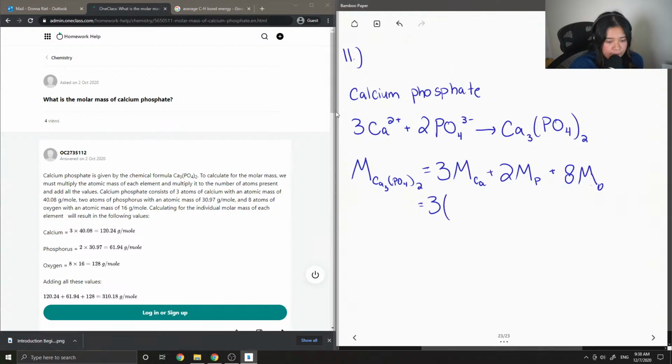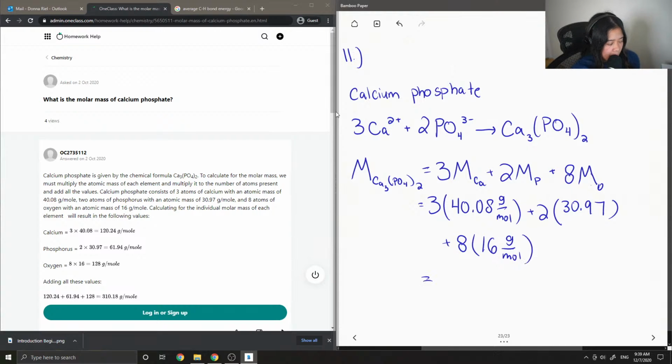Okay, so finding the atomic mass values from the periodic table. For calcium, it's 40.08 grams per mole. Phosphorus is 30.97 grams per mole. And oxygen is around 16 grams per mole. Adding all the values up gives us a final answer of 310.18 grams per mole.